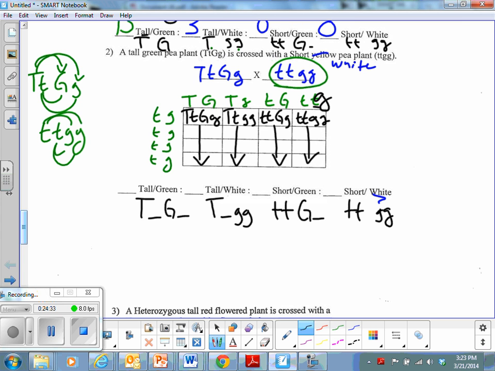So if I look up at the top, all four of these, right? Big T, big G. So that's going to be 4. All 4 of these here, and so on, and so on. So 4 to 4 to 4, 4 ratio.